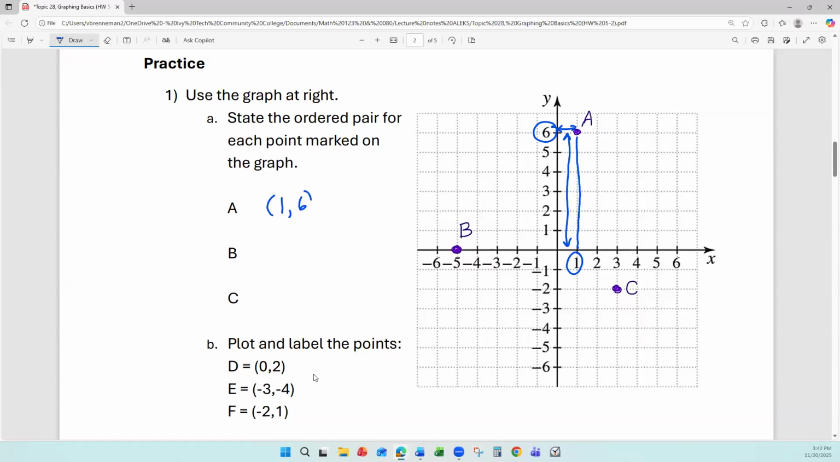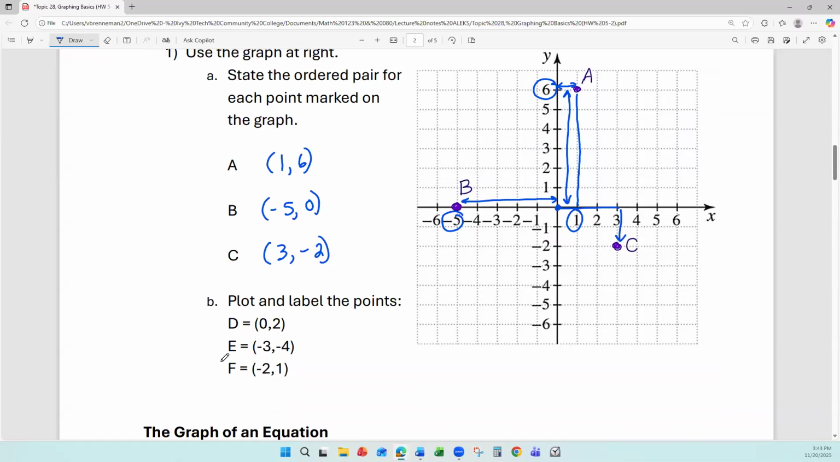So (1, 6). B horizontally is, well, where is it at on the x-axis? -5. And then vertically, it hasn't moved up or down from the origin position, so it's 0. And C is from the origin 3 horizontally to the right, so +3, and then down 2 is -2. So those are different ways you might think about that process as you're identifying the ordered pair.